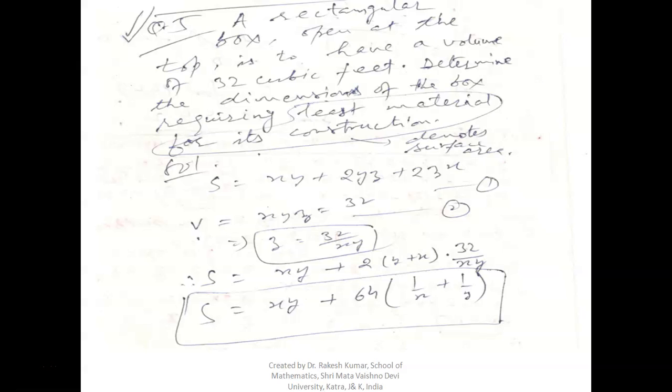I think there is one more question like this one. A rectangular box open at the top is to have a volume of 32 cubic feet. Determine the dimensions of the box requiring the least material for its construction, meaning least or minimum surface area. So here this S is this, and we know the surface area is this, and the volume is given, V equal to xyz equal to 32. From here z is equal to 32 over xy, and s is equal to this. So therefore s is equal to this one.